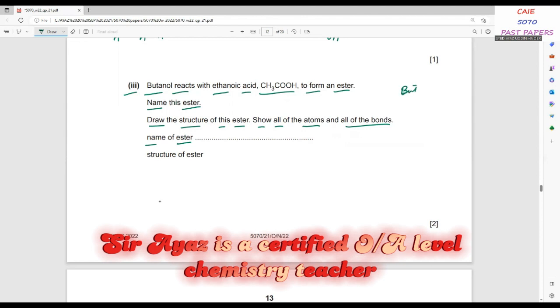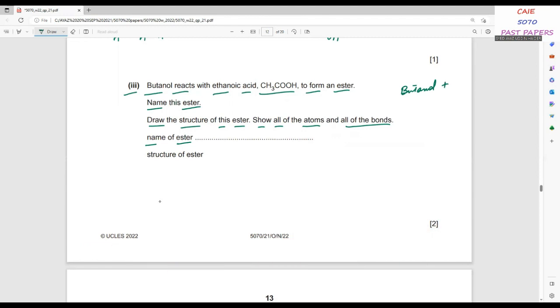Butanol plus ethanoic acid. Remember, the alkyl group comes from the alcohol. So you'll have butyl, and the alkanoate will come from ethanoic acid. So the alkanoate will be ethanoate.